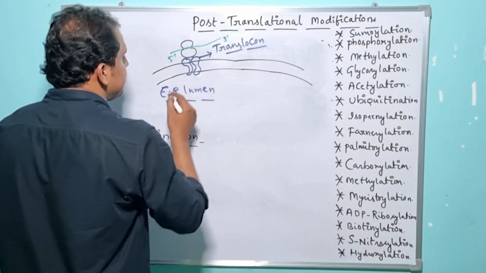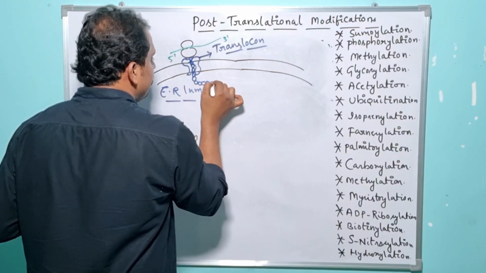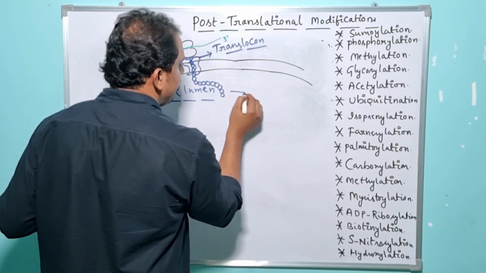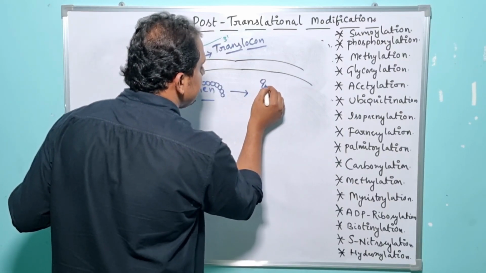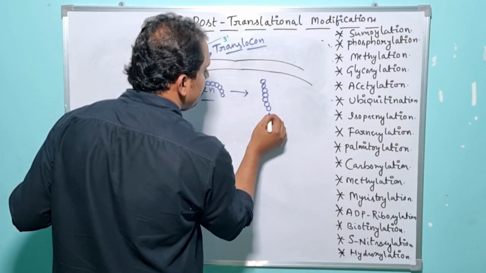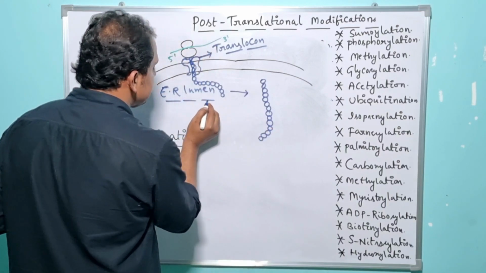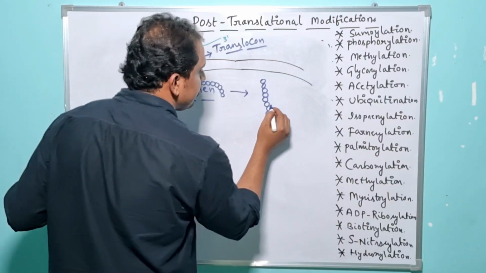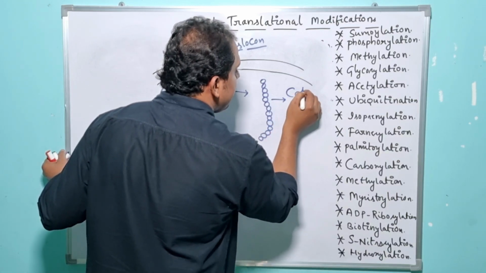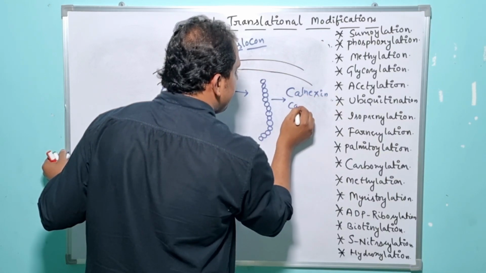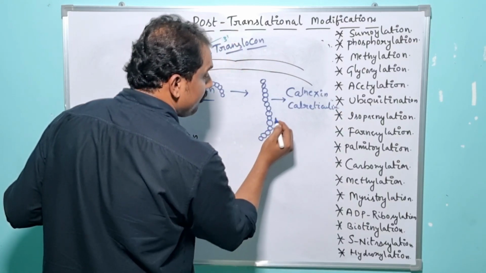The newly synthesized polypeptide chain, synthesized during translation, gets translocated into the endoplasmic reticulum. Once it is there, the protein has to undergo protein folding. If the protein is not folded properly after entering the endoplasmic reticulum lumen, the unfolded protein gets associated with certain molecular chaperones like calnexin and calreticulin, which are responsible for inducing protein folding.